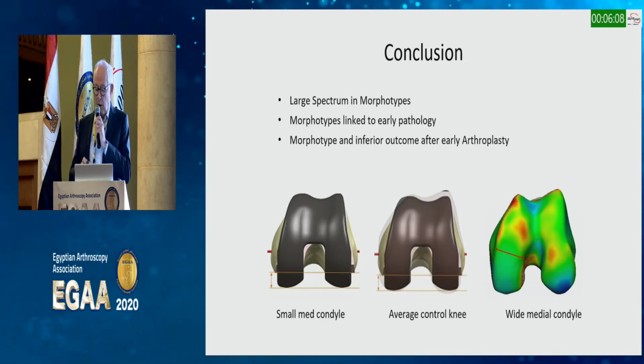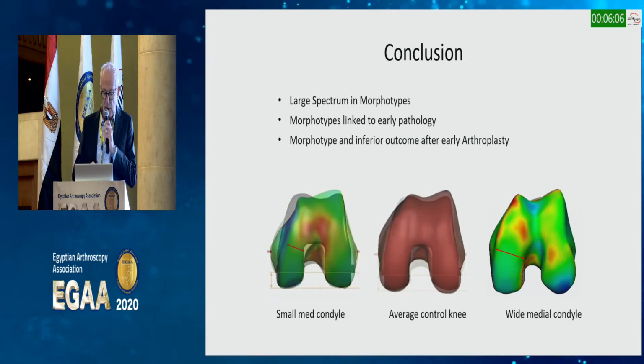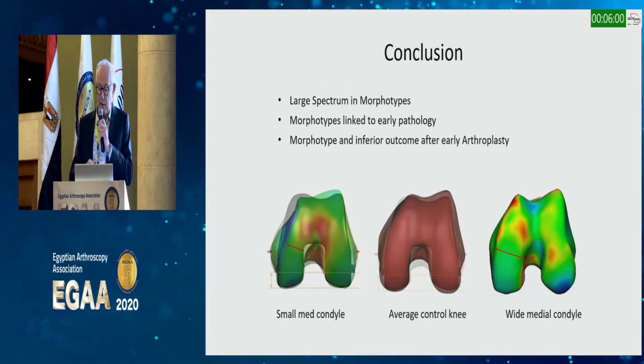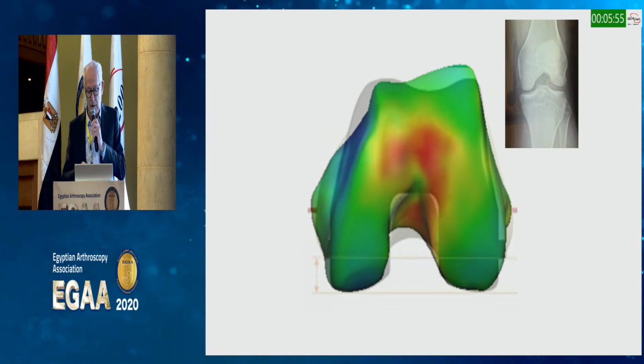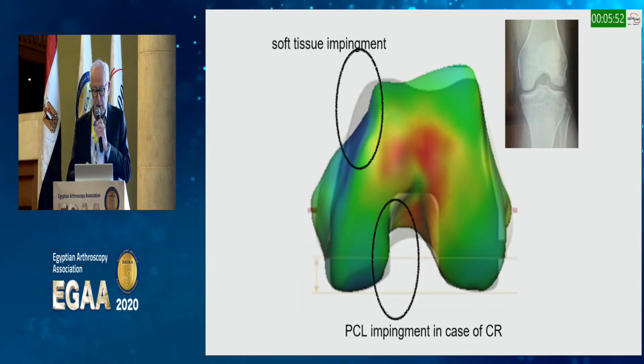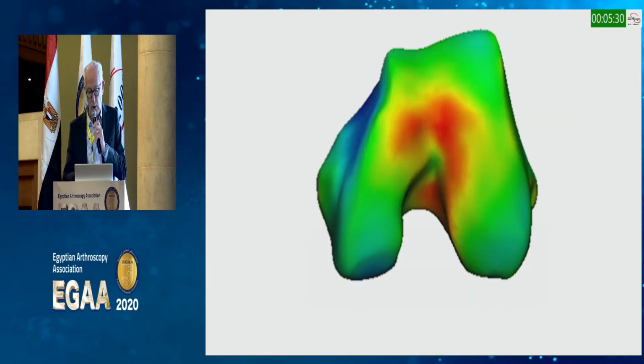If you put a total knee arthroplasty on these joints, you see that in the small medial femoral condyle type, these implants will be too large. Close up, and you know this from the clinics, you can have soft tissue impingement on the medial femoral condyle at the edge of the prosthesis, and possibly also PCL impingement in the case of cruciate retaining implants. So that's an issue, and maybe a reason why some of these total knee arthroplasties do not function really well.